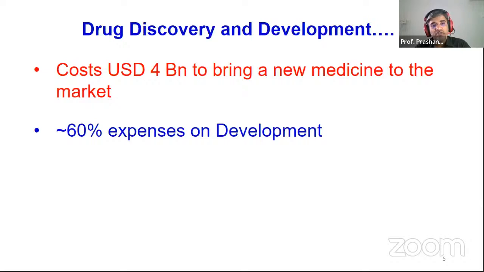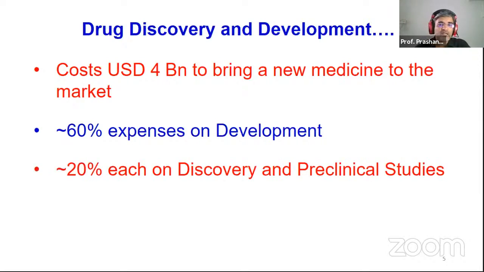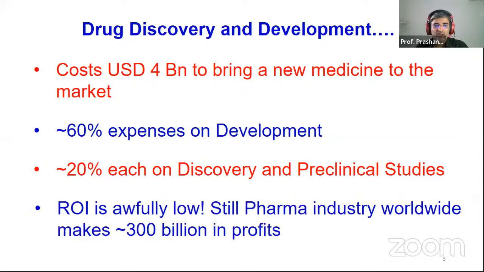So a lot of money goes in that, and that's where whatever money is spent on bringing a new medicine to the market, approximately 60% is expenses incurred on development. Drug discovery, the initial part of it, and the preclinical studies take around 20% each, roughly, right? Leave aside the regulatory expenses for preparing and submitting the IND as well as NDA applications. But this is roughly what is needed for different stages of drug discovery.